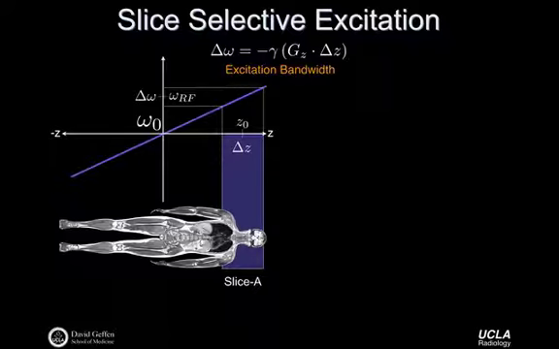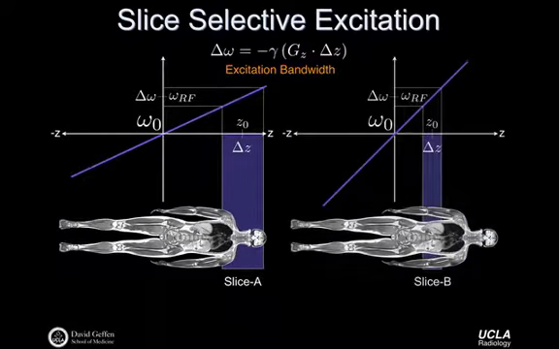The reason being that if I excite a range of frequencies with my RF pulse, that will apply to a range of positions depending on the strength of my applied gradient. So here I have what we call the excitation bandwidth, delta omega. How much delta omega you want really depends on how much delta z you want to excite. If I have a high bandwidth pulse, I can potentially excite a big slab of material. If I have a really narrower frequency difference in my pulse, then I'll have a narrower z selection.